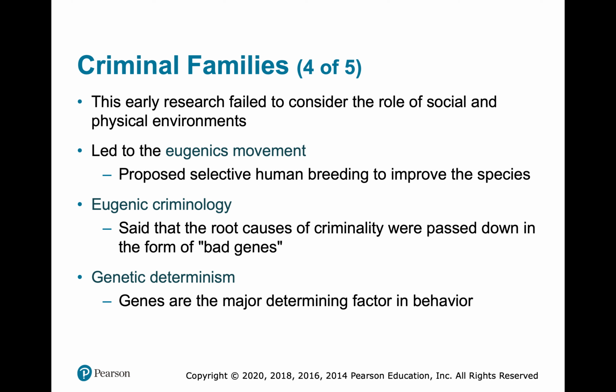Now, this early research failed to consider the role of social and physical environments and led to the eugenics movement. The eugenics movement is the idea of selective human breeding to improve the species. It's generally the idea that we are going to force sterilization upon undesirables. Now, eugenic criminology says the root causes of crime are passed down in the form of bad genes, and that genes are a major determining factor in behavior.